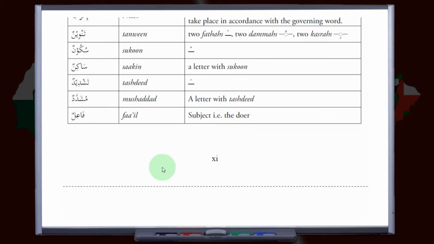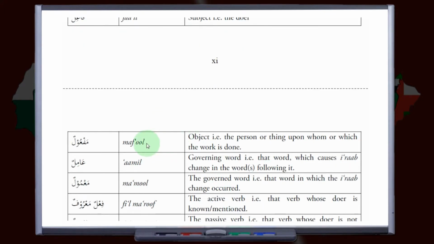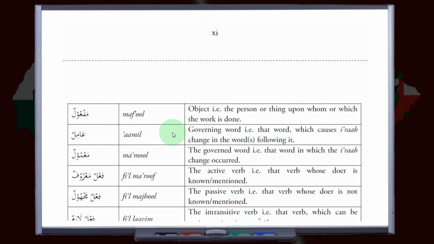Then we have some terms used in grammar. The word for the subject is the fa'il, which is the doer, and correspondingly the object is the maf'ul, which is the person or thing upon whom or which the work is done. So this is the subject, this is the object.